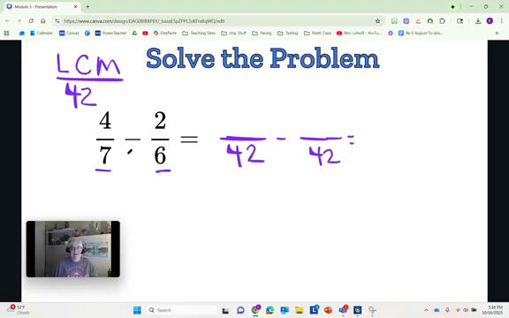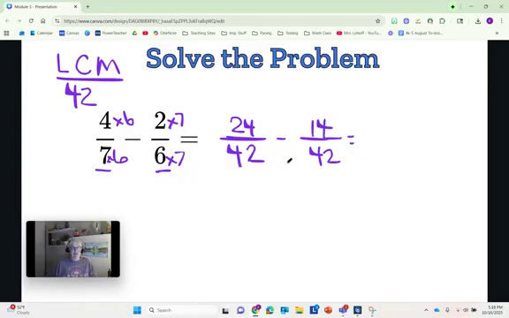To get 7 to 42, we multiplied 7 times 6. So multiply the top by 6. 4 times 6 is 24. To get from 6 to 42, I multiplied 6 times 7. So multiply 2 times 7. 2 times 7 is 14.